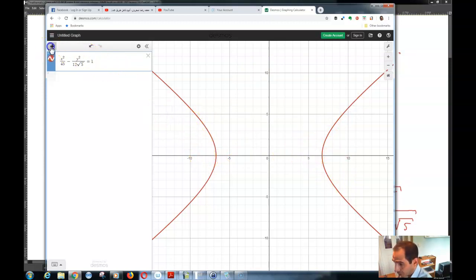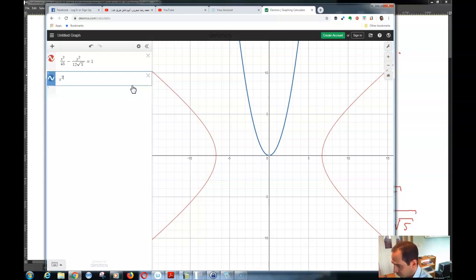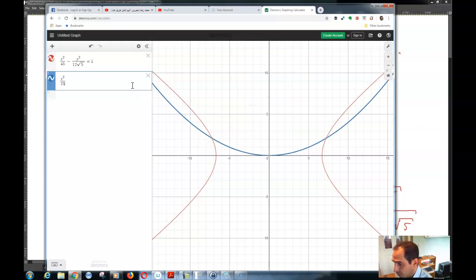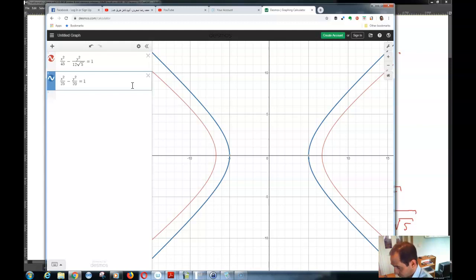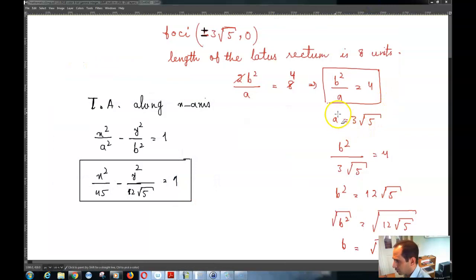That gives me this conic section over here. Now if I enter the answer that they have written in the book, it's x squared divided by 25 minus y squared divided by 20 is equal to 1, which is not the same thing. x squared by 25 minus y squared by 20 is equal to 1. Okay, so there seems to be something wrong with my answer here.